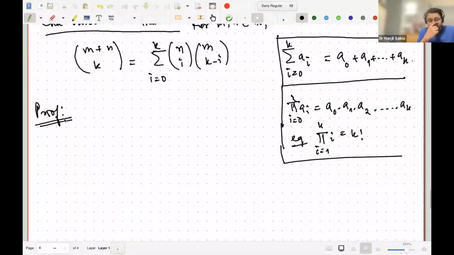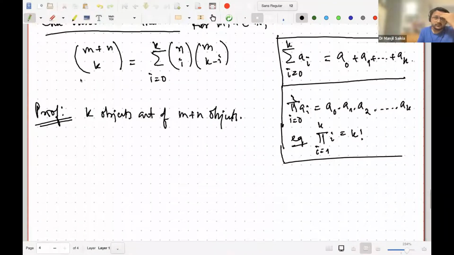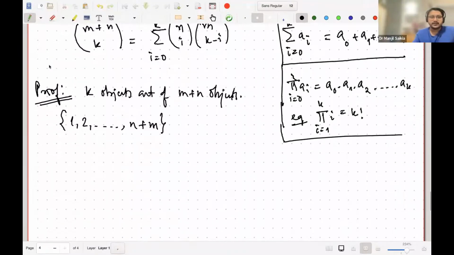Again, we are going to give a combinatorial proof, and the combinatorial proof is quite simple, actually. So what the left-hand side means is that we want to choose k objects out of, say, m plus n objects, right? So this is the meaning of the left-hand side. So let's write down, suppose I have this set 1, 2 up to n plus m, and I want to choose k elements out of this set. So this would give me the left-hand side.